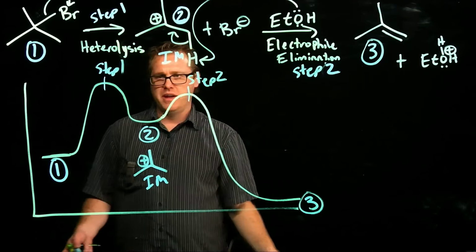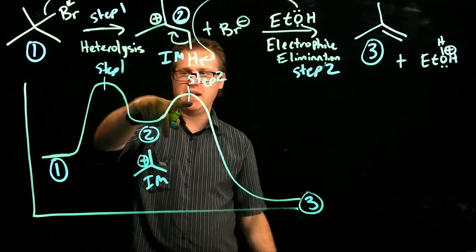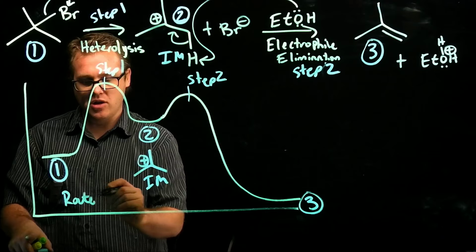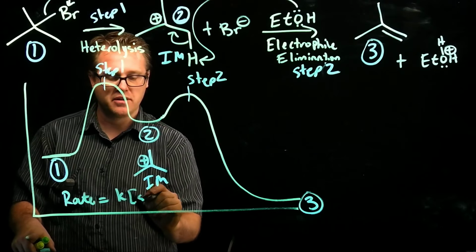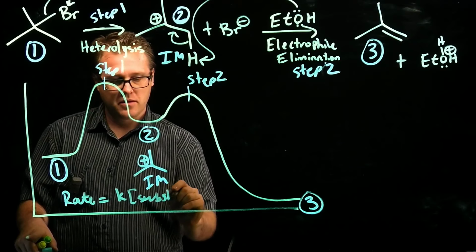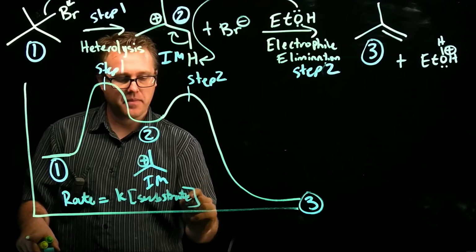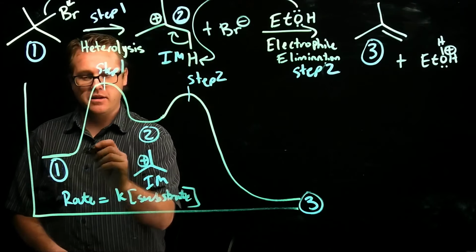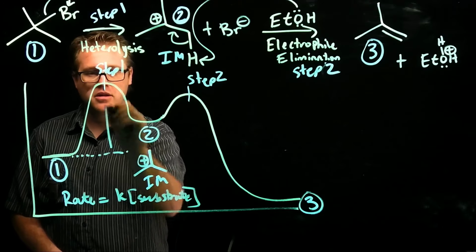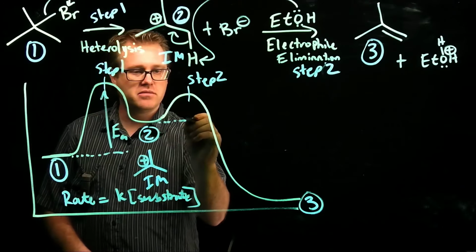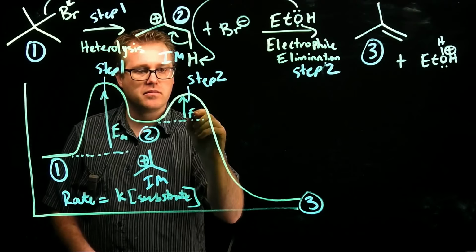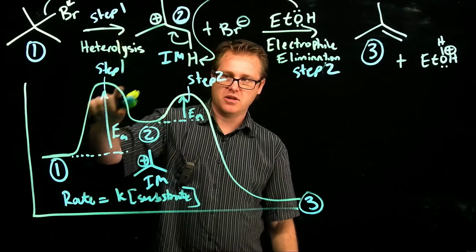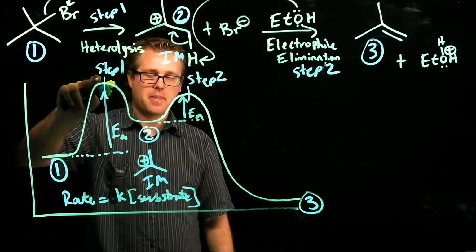So where's the rate determining step? Well, this peak is taller than that peak. So step 1 is the rate determining step. And like I said already, the rate is dependent only upon the concentration of the substrate or the alkyl halide, okay? And that's because it has the tallest peak. But in this particular case, look at it, it also has the largest energy of activation. So it has 2 things going for us. The energy of activation is the largest, and it's the tallest transition state. Okay.